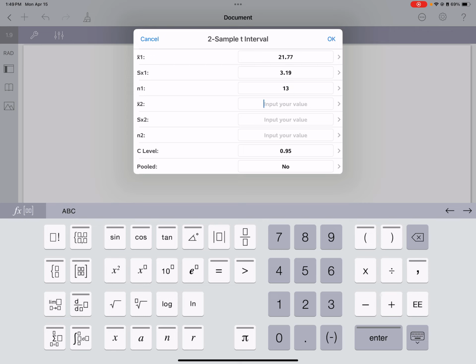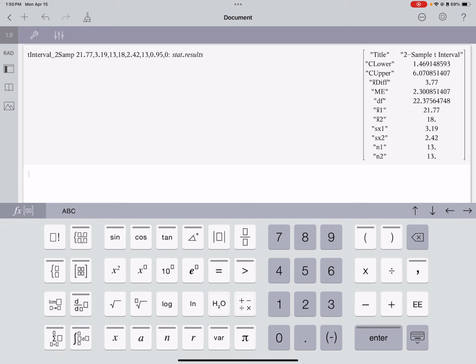And remember, this just comes from what I just circled. X bar 2 is 18, the next one's 2.42, and N2 is also 13, 95%. It's not pooled, and okay. And there's your confidence interval. You can see it here.